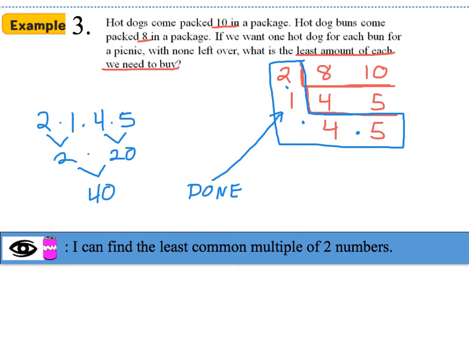So the LCM is 40, but notice this is a word problem. So that 40 needs to represent a number. The 40 represents 40 hot dogs and buns. So the 40th hot dog and the 40th bun will be the least amount that we would need to have in order to have nothing left over.